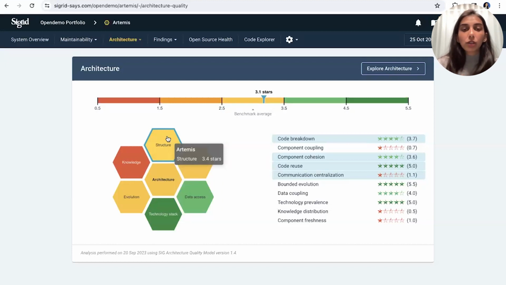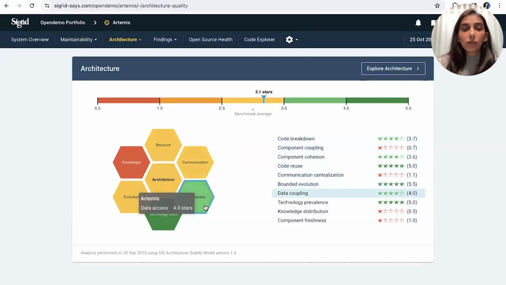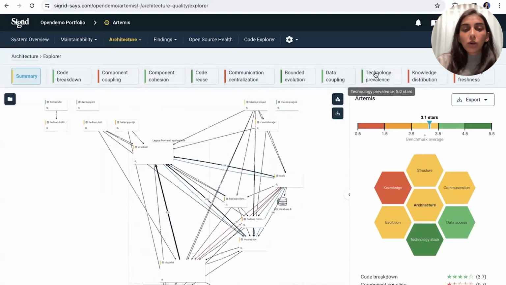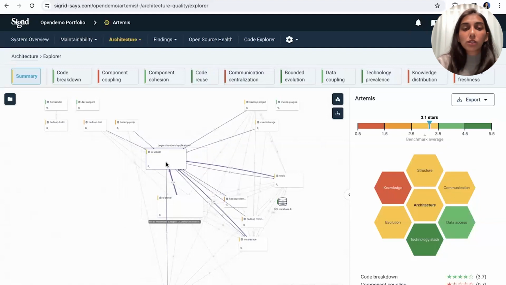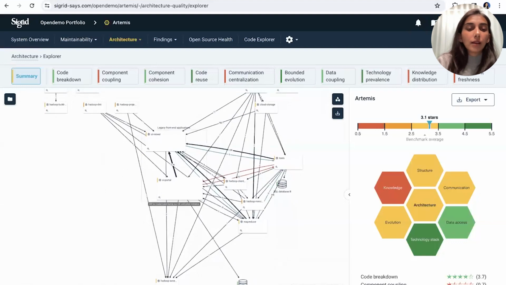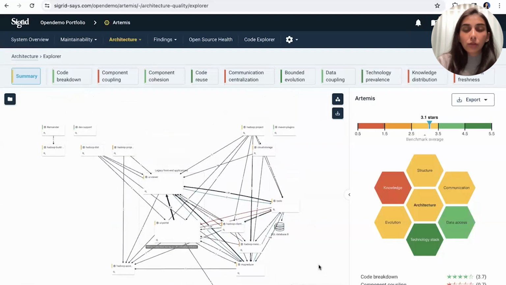For example, for structure, what we measure is how well is the code breakdown, are the components cohesive, is there a lot of components that are reused, is this communication centralized, so that you will find when you hover around it. Then the next thing is that you go to the picture that I was talking about. And as I said, these components, if you just look at the architecture, these are the components it will pick up from the SAS scan, from the upload itself. So you don't have to specify anything for what are my components.